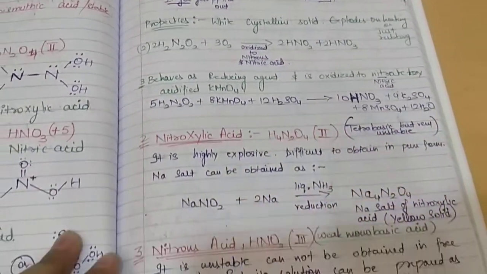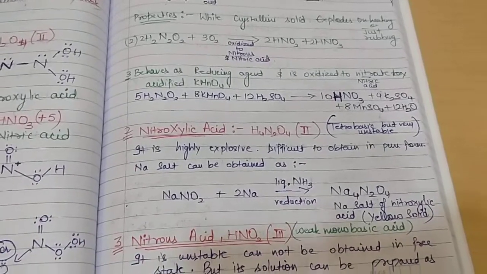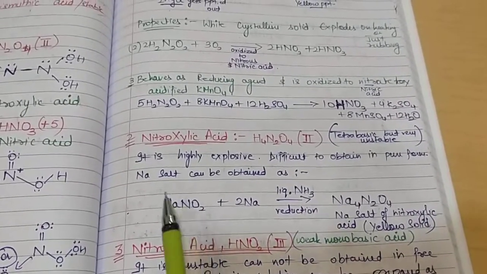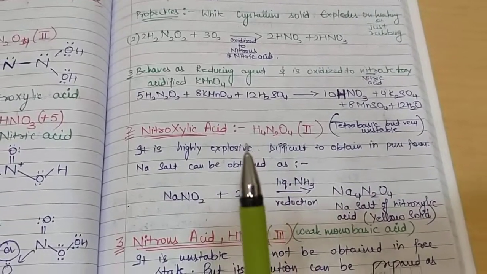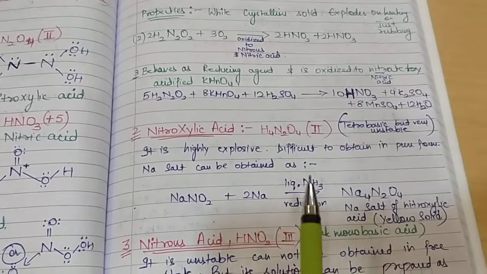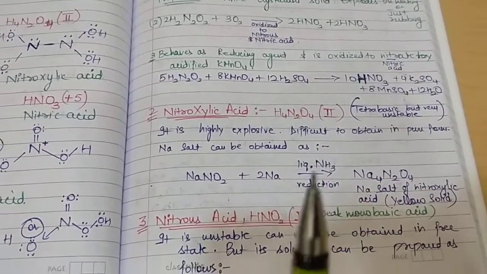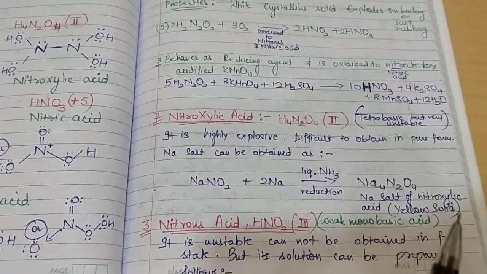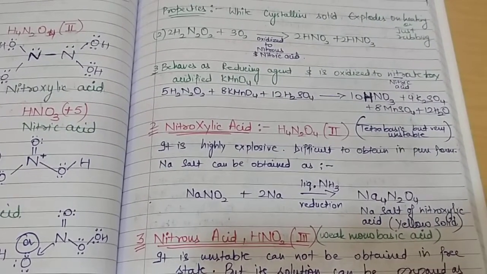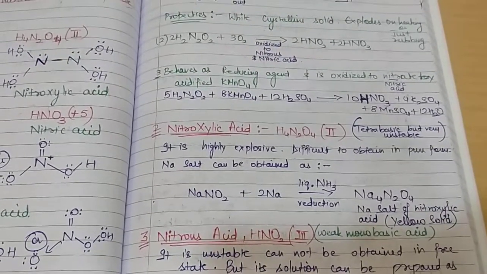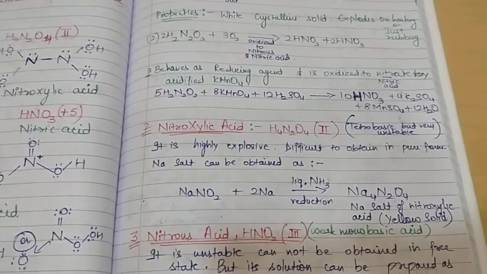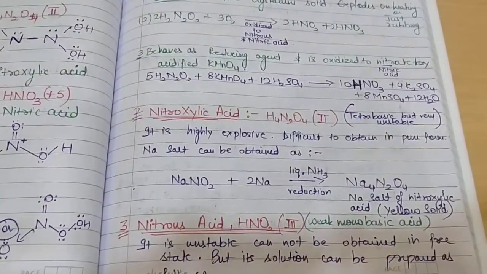The next acid to be discussed is nitroxylic acid. It is also prepared from sodium nitrite. This is also highly explosive. Out of all the oxo acids of nitrogen, the only acid which is not explosive is nitric acid. All others are unstable or explosive. The only stable acid out of the oxo acids of nitrogen is nitric acid.